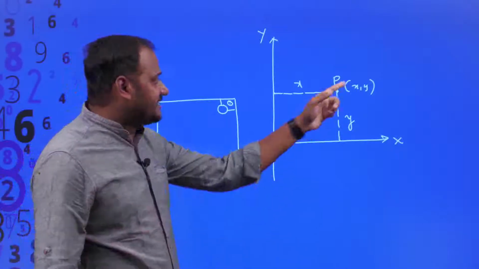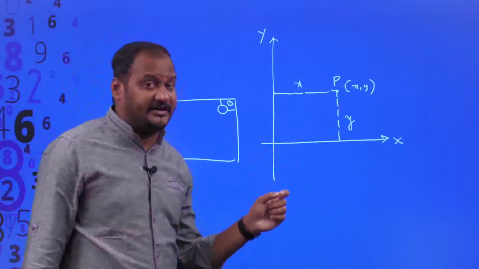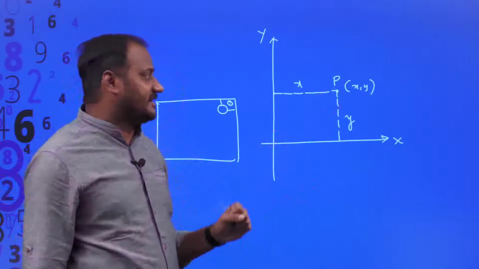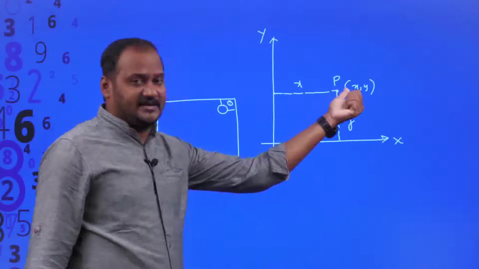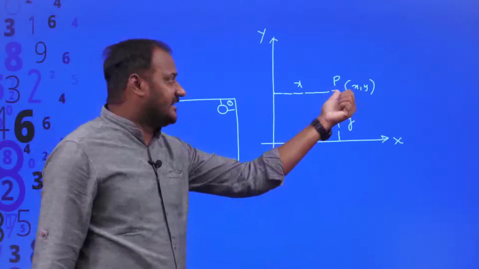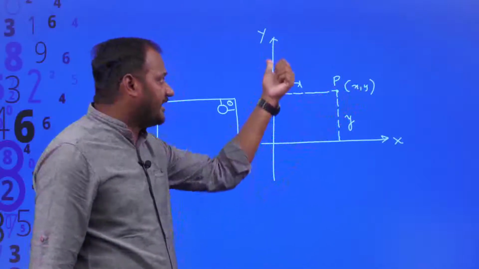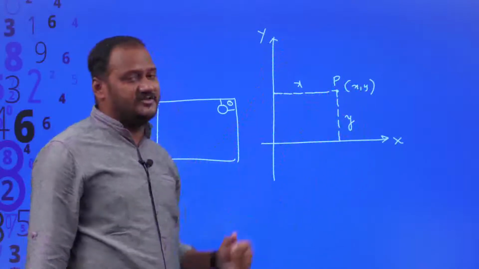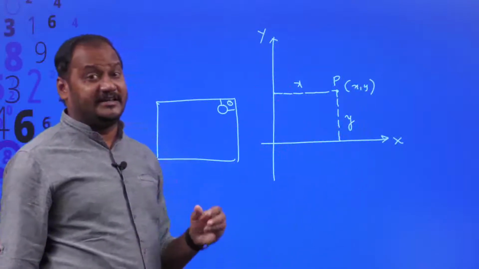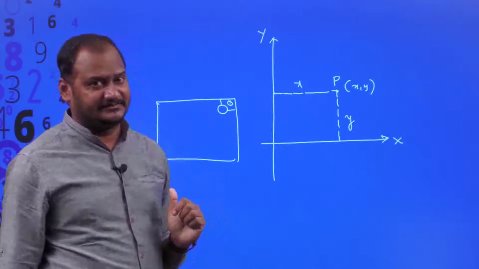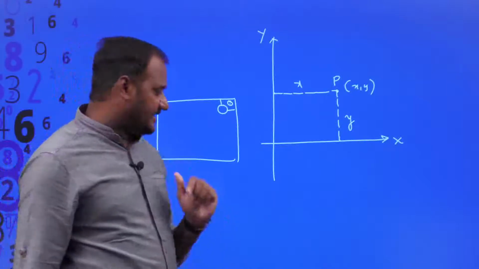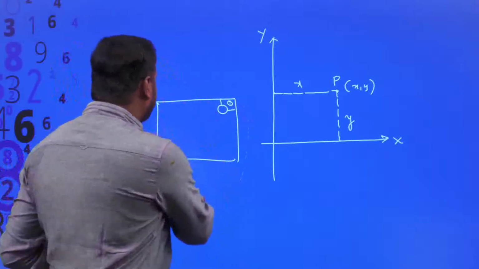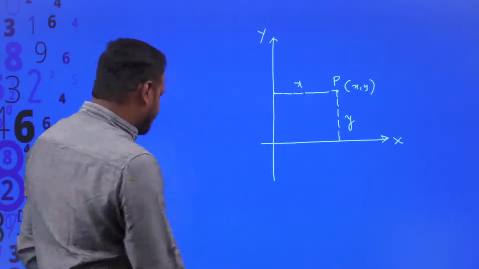Like that, x comma y is the location of a point on the coordinate plane. How can you say that that is the location of the point? Because that point x comma y is exactly at x units distance from the y axis and y units distance from the x axis. Then only you can say that that point is x comma y. Did you understand? Right. So moving on to our concept here, that is the point x comma y.